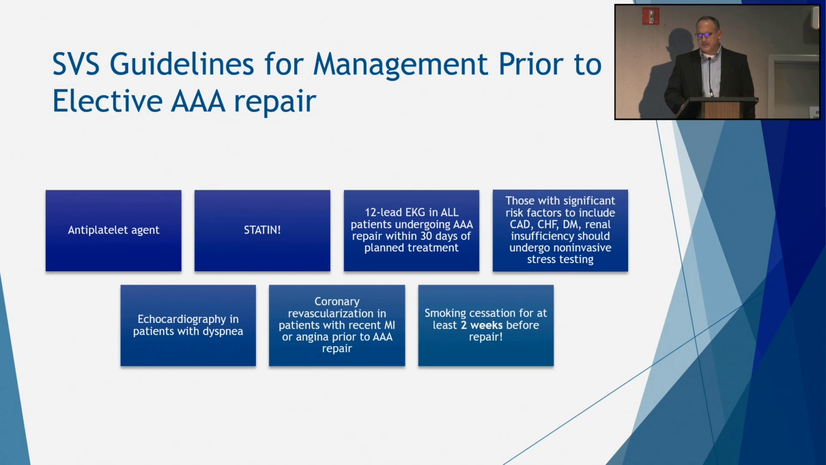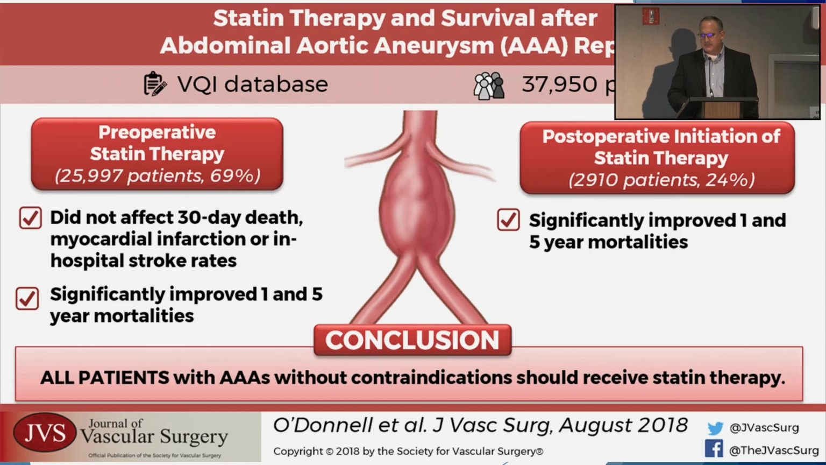Guidelines that the SVS recommends prior to fixing an aneurysm include managing comorbidities and medication. We recommend quitting smoking for at least 2 weeks before, and also a statin medication. If you look at statins, this is a study again on the VQI database that looked at a large population of patients undergoing aneurysmal repair, and they saw significantly improved 1 and 5 year mortalities if you started the statin prior to the surgery. And even if you started afterwards, you also got the same benefit.